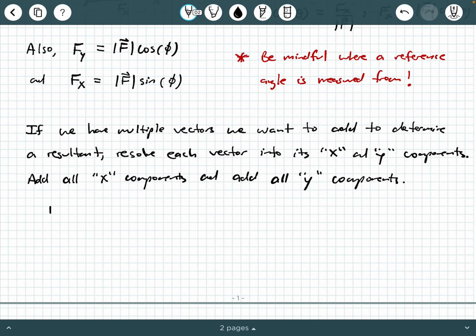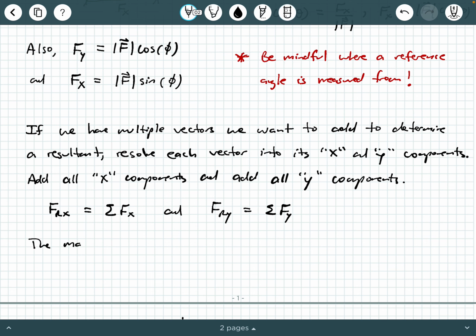Well, we can say the x component of the resultant force, I'm going to call this FRx, is equal to the sum of all of the x components, the summation of Fx. And similarly, FRy, the y component of the resultant force, is equal to the sum of all of the individual y components of all those vectors you're trying to add together. And then finally, we can get the magnitude of the resultant force of multiple vectors that you want to add together. So let's write this down.